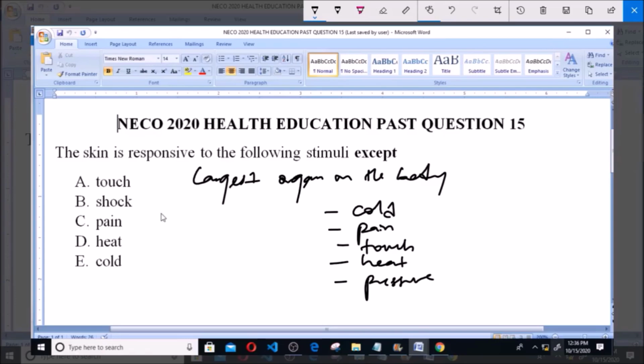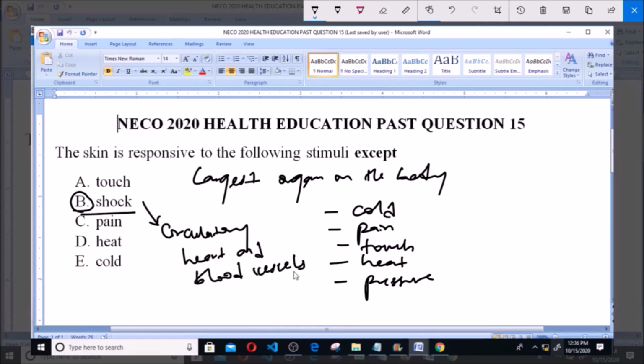Now from the question you will see that option B here says shock, and from the stimuli I listed, shock is not part of them, meaning that shock is not a stimuli that the skin responds to. Shock is usually associated with the circulatory system, that is involving the heart and the blood vessels. So the answer to this question is option B, shock.